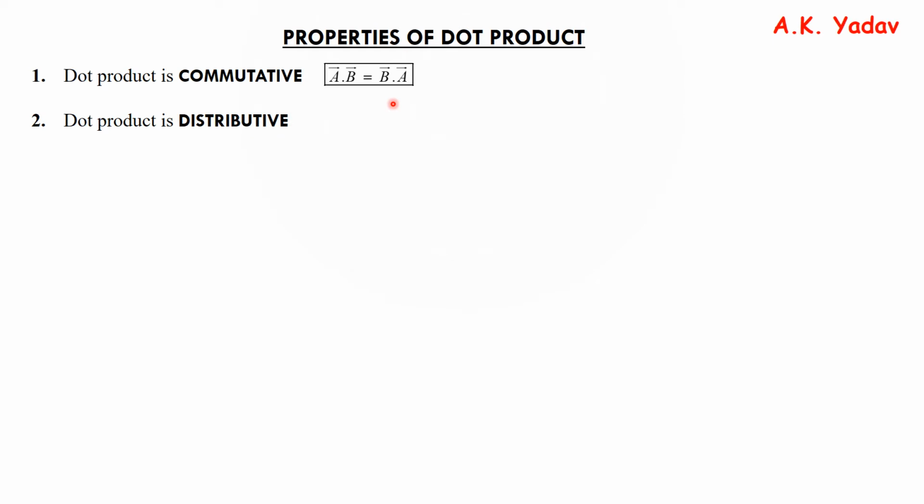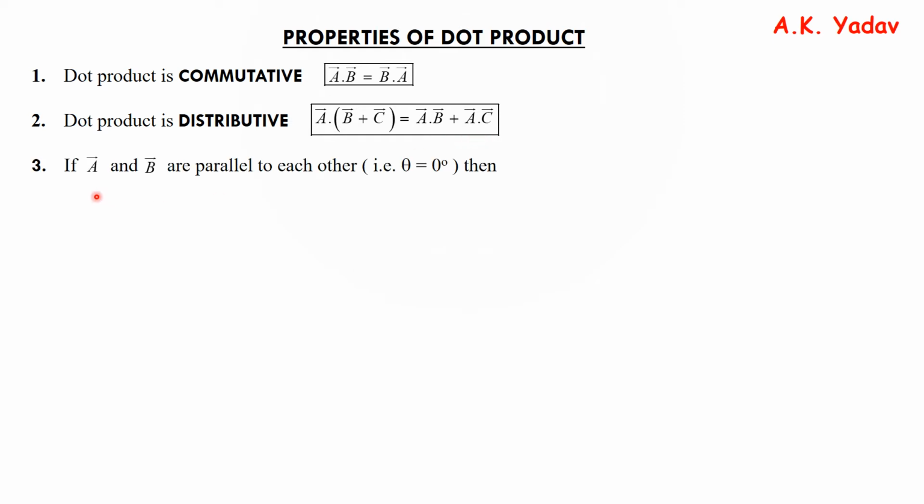Now the properties of dot product. The first one is that dot product is commutative. That means A dot B is equal to B dot A. It is distributive. That means A dot (B plus C) is equal to A dot B plus A dot C. Third one, if vectors A and B are parallel to each other, that means theta is 0. In that scenario, A dot B is equal to AB because cos 0 is 1.